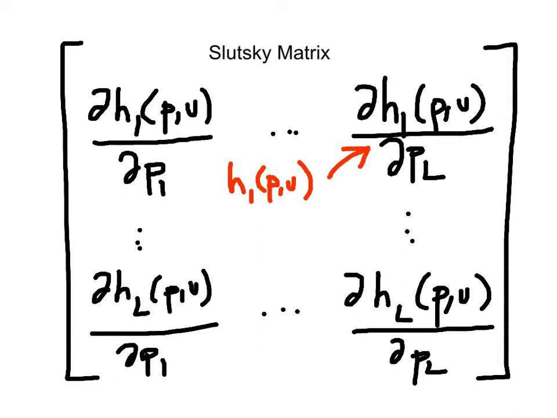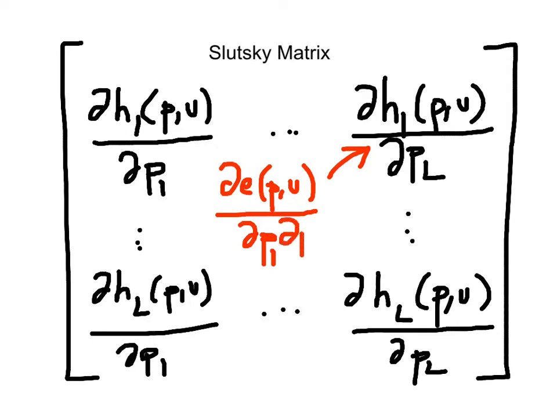But what is the Hicksian demand for the first commodity? Well, that's the partial derivative of the expenditure function with respect to the price of the first commodity, right? So this is the change in the expenditure function when the price of the first commodity is changing. That's the Hicksian demand for the first commodity. And now I'm looking at the derivative of that with respect to price. So I have to take the derivative again with respect to a change in the price of the Lth commodity. This is now a second order derivative. So each entry can be rewritten in this way.